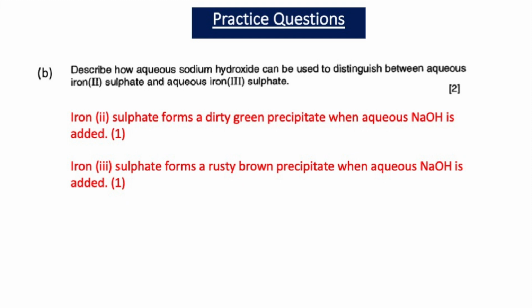Now in part B, you're asked to describe how aqueous sodium hydroxide could be used to distinguish between aqueous iron 2 sulfate and aqueous iron 3 sulfate. So if you added aqueous NaOH to both, you would get a dirty green precipitate with iron 2 sulfate, and you would get a rusty brown precipitate with iron 3 sulfate. And there's 1 mark each here for each observation.